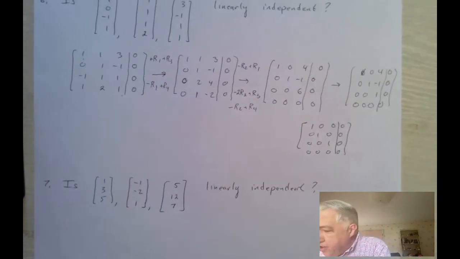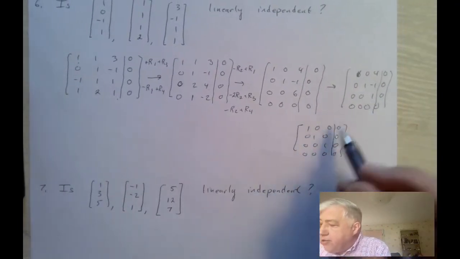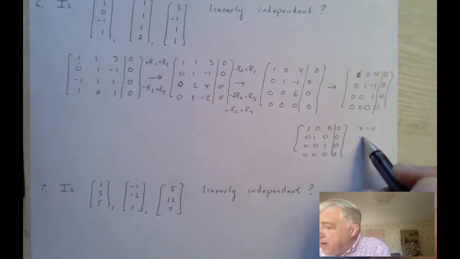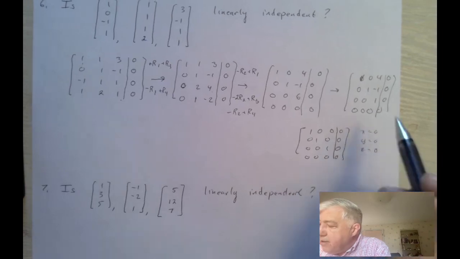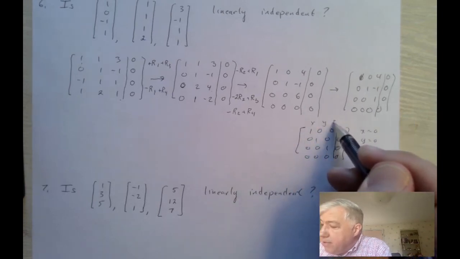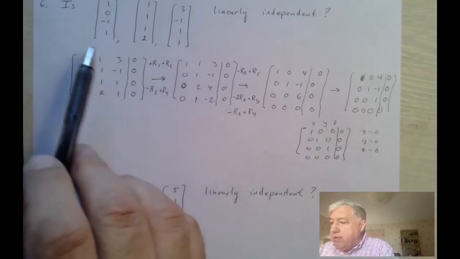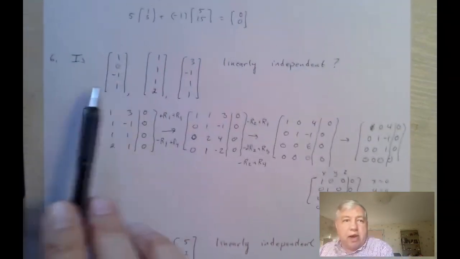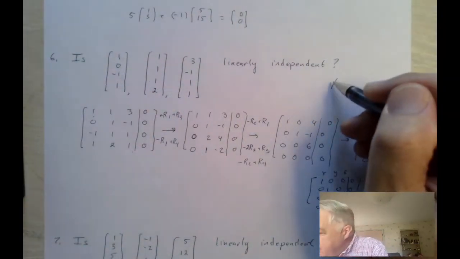And this shows you that the only solution is when x equals 0, y equals 0, and z equals 0, right? So there's no non-trivial linear combination of these. So the answer is yes.